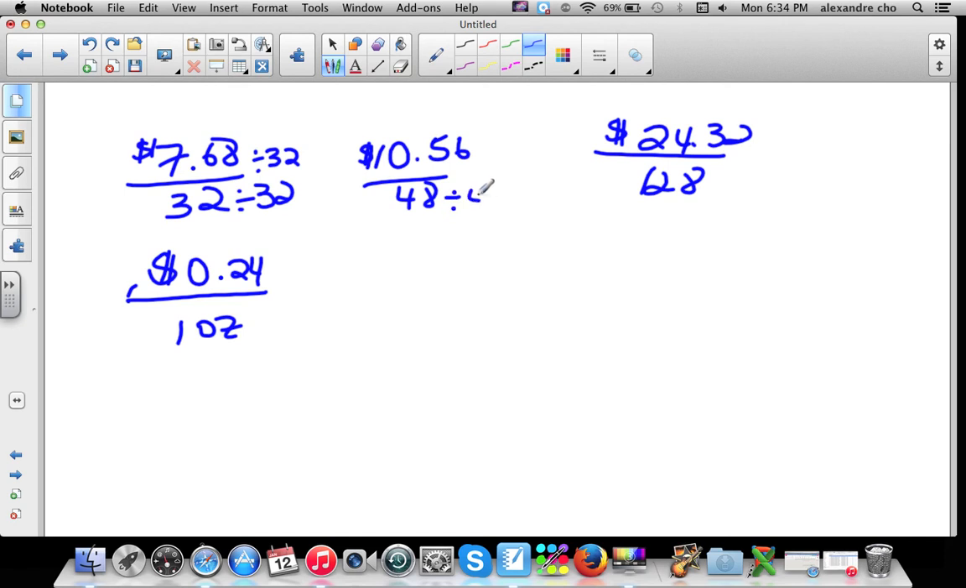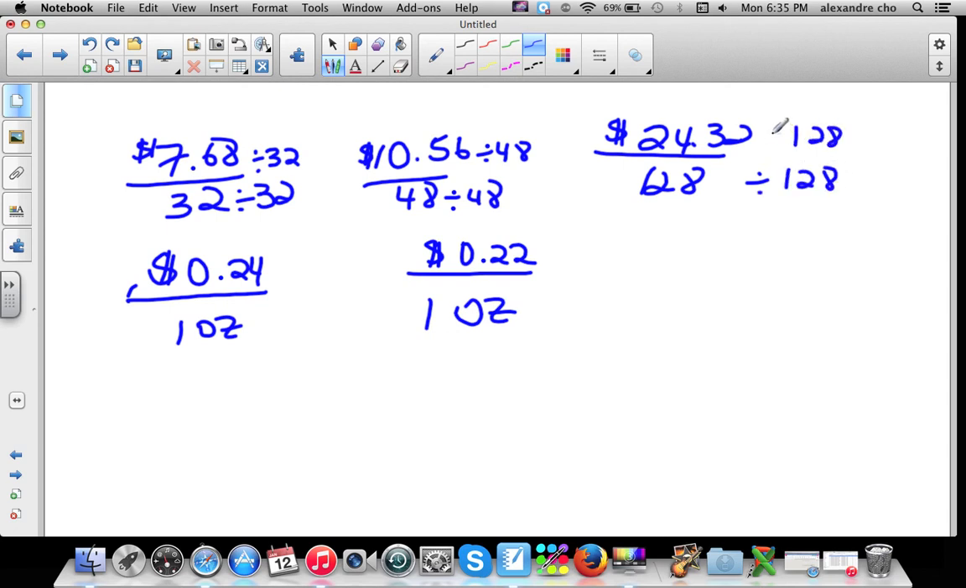This one, divide by 48, and divide the top by 48 as well. And you're going to get that 48 divided by 48 is 1 ounce, and 10.56 divided by 48 should give you 22 cents per ounce. Okay, and here you're going to divide top and bottom by 128. 128 divided by 128 is 1 ounce, and 24.32 divided by 128 will give you 19 cents. So the best deal here is this guy. 1 ounce of apple juice is 19 cents.